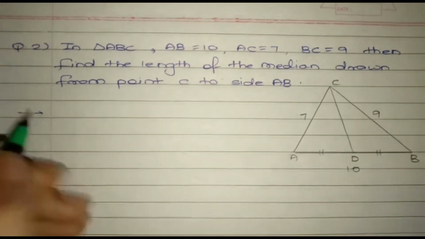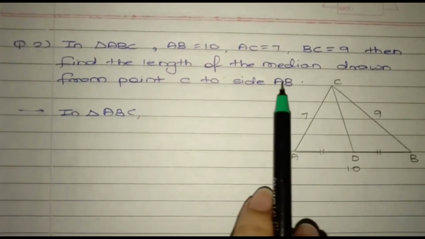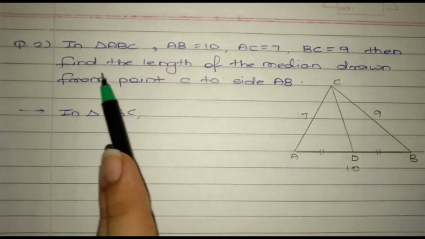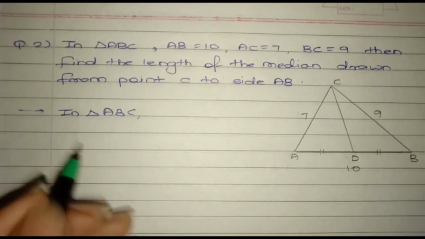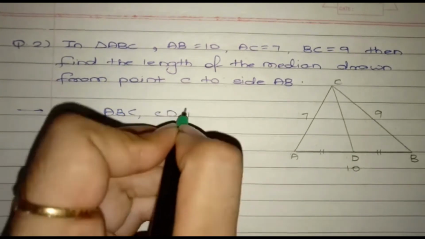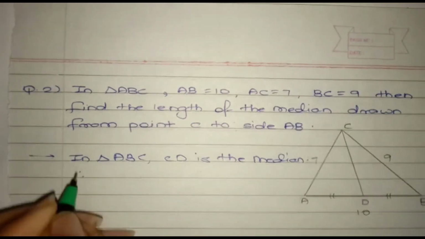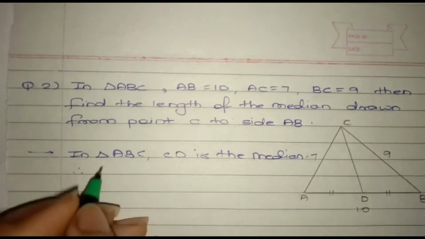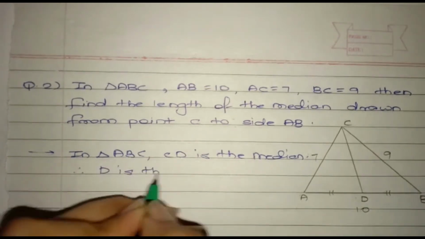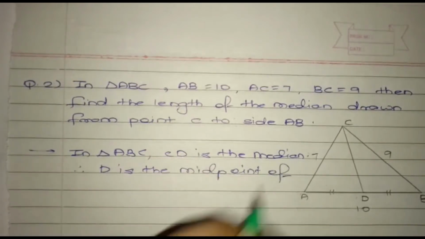So let us start. In triangle ABC, they have given that CD is the median drawn from point C to AB. So CD is the median. Therefore, since CD is the median, D is the midpoint of side AB.